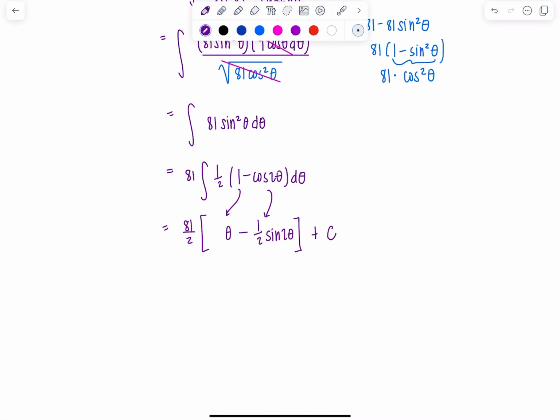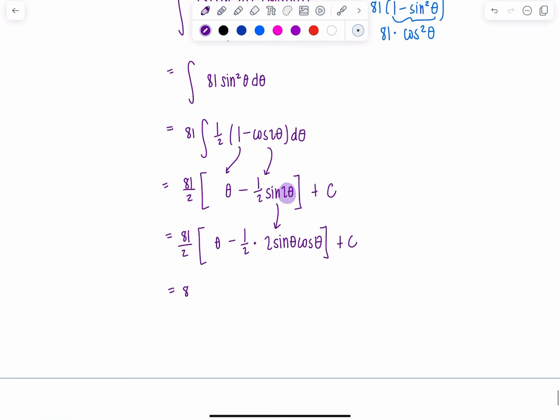plus c. All right, and then since I know I need to go back to the original variable, which is x, I'm going to draw a triangle in just a hot second. But let me replace this sine 2 theta with the appropriate double angle identity because my triangle is going to be a theta triangle, not a 2 theta triangle. So this is 2 sine theta cosine theta plus c. Then the 2 and the 1/2 cancel, so I've got 81 over 2 times theta minus sine theta cosine theta plus c.